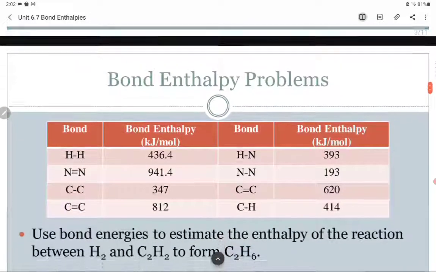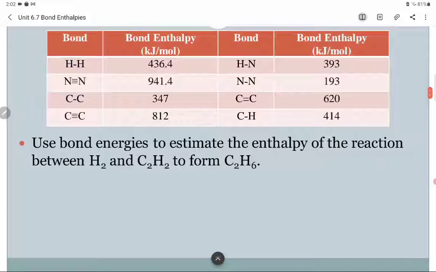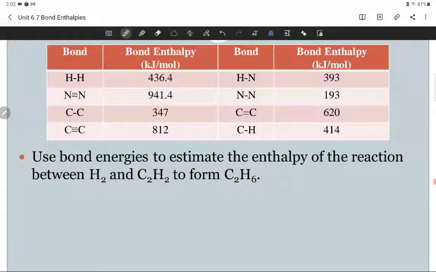So the next one, almost the exact same question. We just have a different chemical reaction. So what did we get this time? We have H2, and we have, in case you don't remember the name of that, ethyne, and that makes ethane. So what do we have here? Well, is that balanced first? I don't think so. I think we're going to need a 2 there.